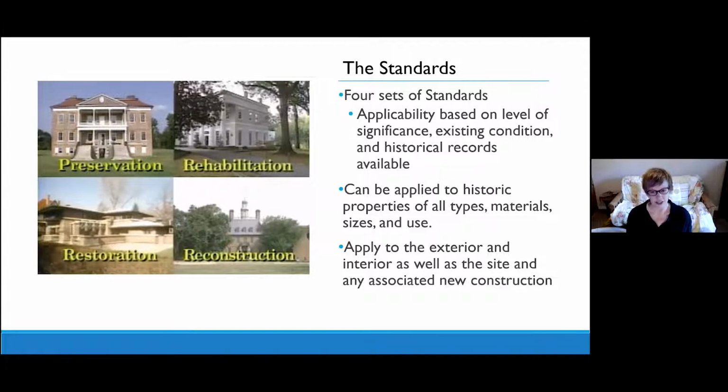All of these standards can be applied to historic properties of all types, materials, sizes, and use. As I said, which of these 4 standards is most appropriate will depend on what the building is. And the Secretary of the Interior standards apply to the entire building. They apply to the exterior as well as the interior, and they apply to the site and any associated new construction.